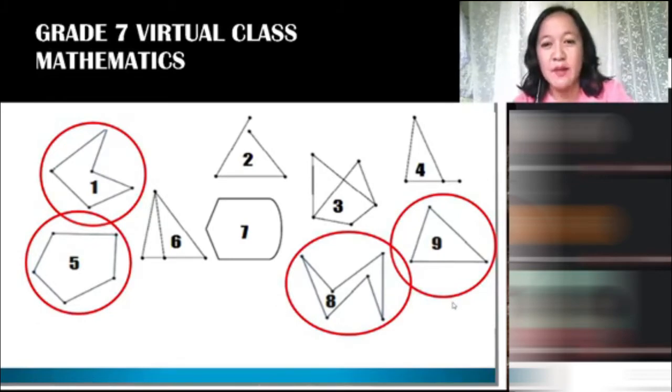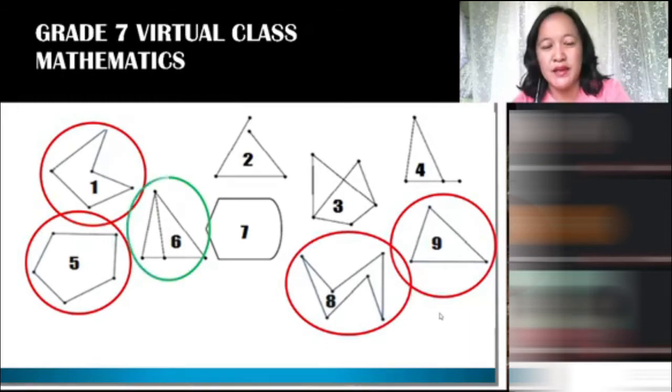Okay, wala na. 4 lang sila. So for our set A, set of polygons, this includes figure 1, 5, 8, and 9. My dear students, tama ba kayo? 4 nga lang ba ang naisulat ninyo? Okay, very good. What about the set of non-polygons?